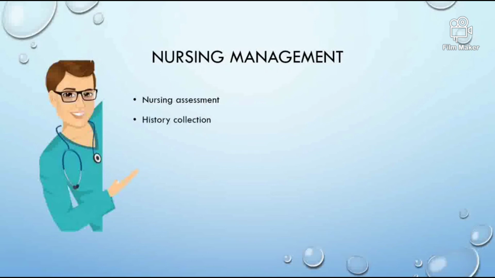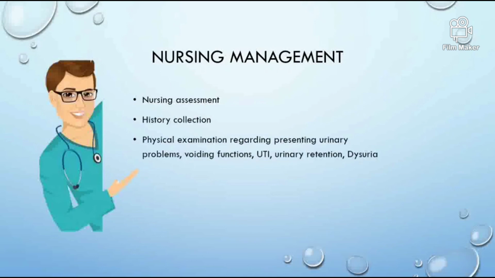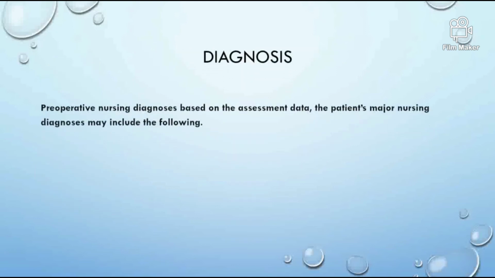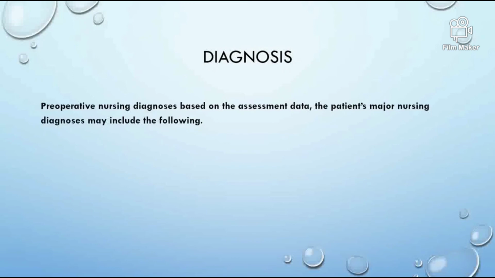So the nursing management is the nursing assessment: history collection and physical examination regarding presenting urinary problems, voiding functions, UTI, urinary retention, and dysuria. Obtain family history of prostate cancer. And last is the nutritional assessment and lifestyle. The diagnosis in a preoperative patient of prostate cancer is based on assessment data.